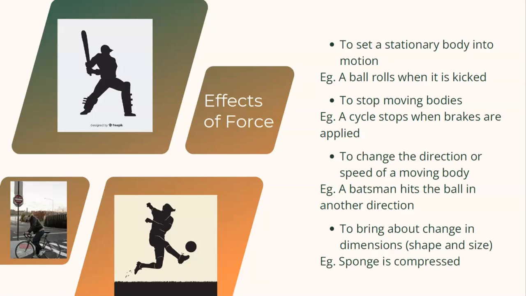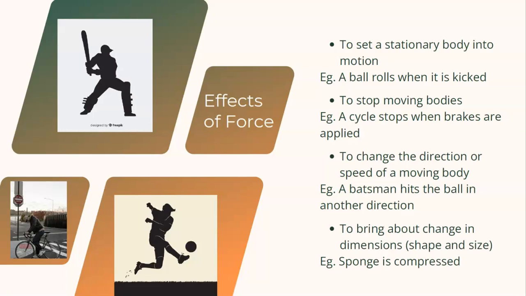First one, a force will set a stationary body into motion. Any stationary body or anything at rest can be put into motion by the application of force. For example, a ball is lying and I want to move it. The easiest thing is to kick it or to hit it with a bat. So a ball can roll when it is kicked. That was a stationary object that is put into motion with the help of the force from our foot.